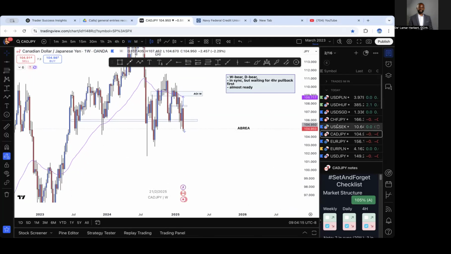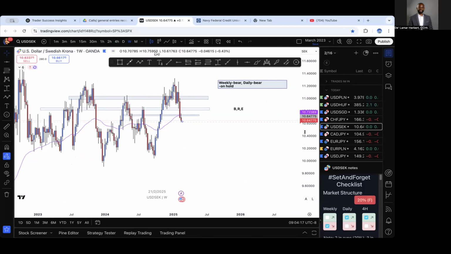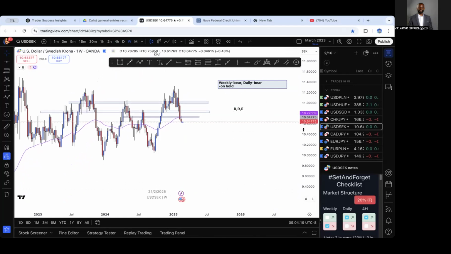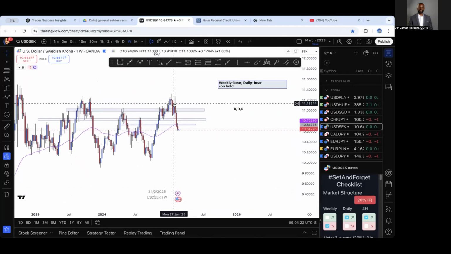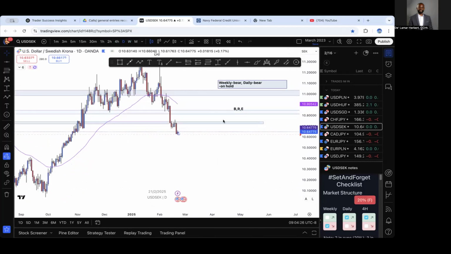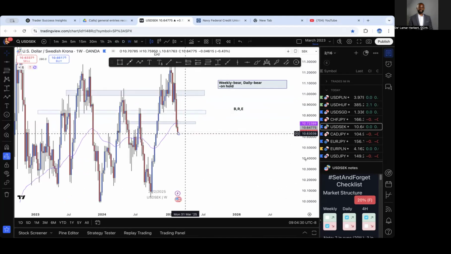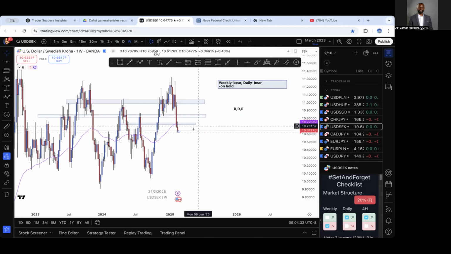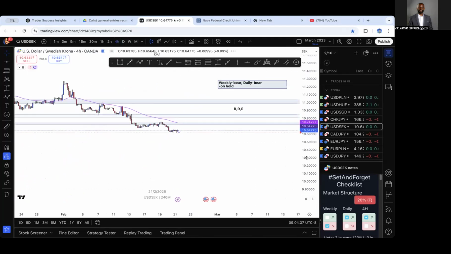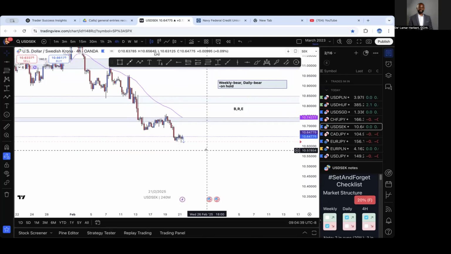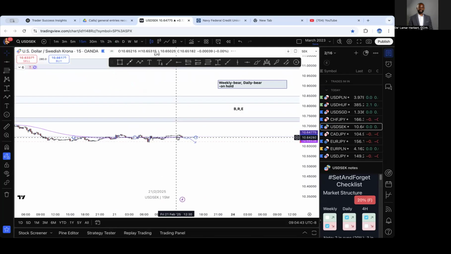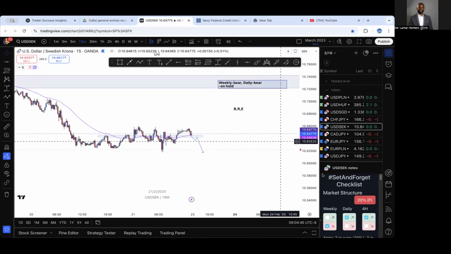Okay, USD SEK. So weekly is currently bearish. Daily is currently bearish. Where are we at? We're at the lower low right now. It can definitely make a pullback on the 4-hour because the 4-hour is bullish. Well, it actually looks like it's made its pullback, right? It's already made the pullback. These blue candles, these blue buying candles.